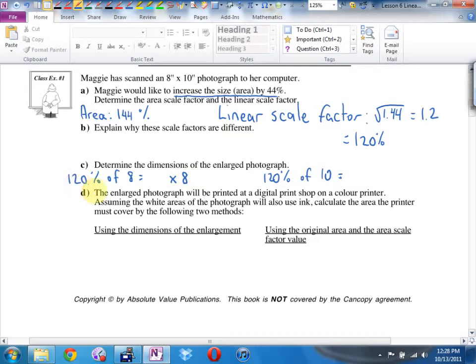Okay, the new photograph, if I want the area to be 44% larger, the new photograph is going to be 9.6 by, of means times, 120% is 1.2, 12. The new photograph is going to be 9.6 centimeters by 12 centimeters. That gives you a 44% increase. And yes, Joe, it's ramped itself up a bit in difficulty because I don't see those numbers appearing anywhere in there. I realize that.